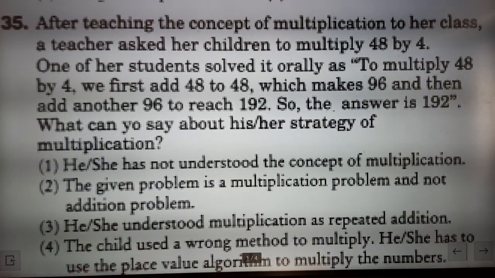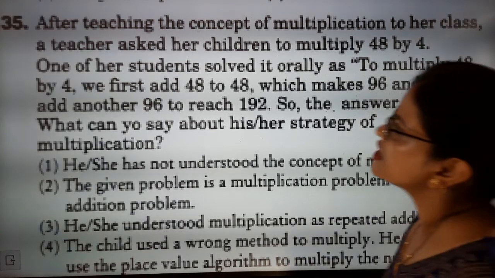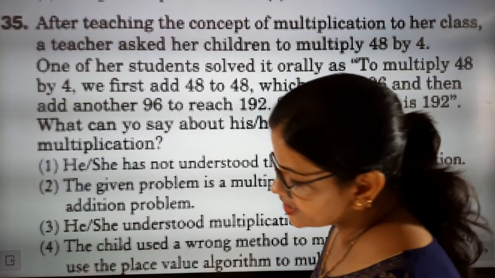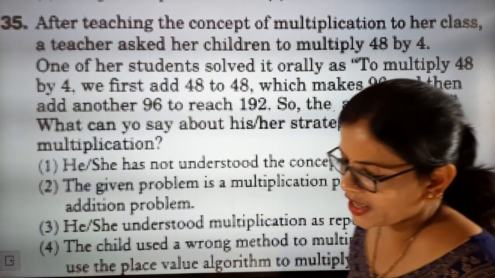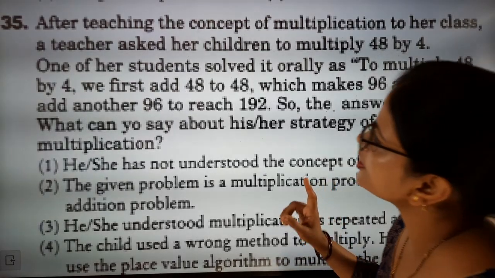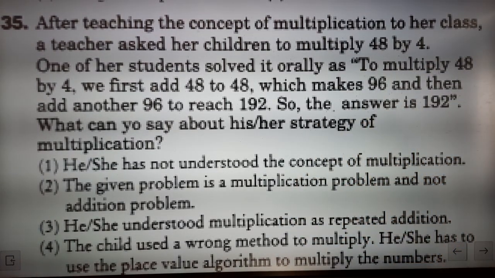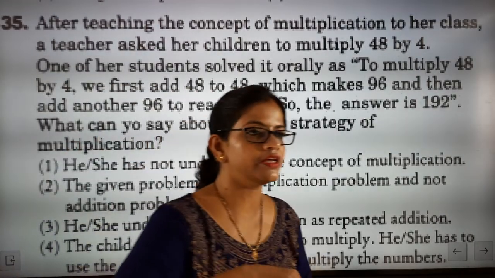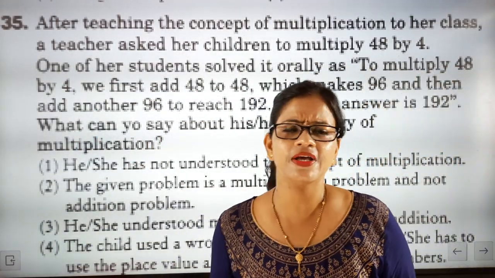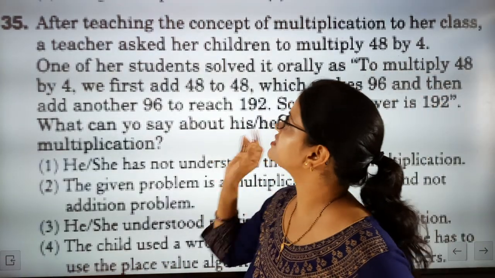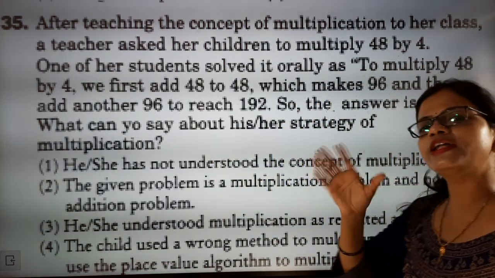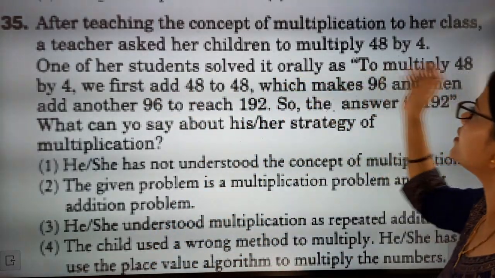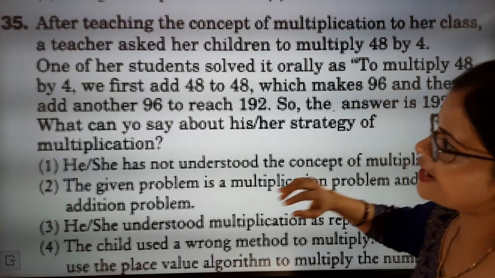Now look here, this question is a very important question. After teaching the concept of multiplication to her class, a teacher asked her children to multiply 48 by 4. A teacher asked what from children? To multiply 48 by 4. So a simple concept has been used here: the teacher is teaching multiplication in class, and after teaching she is telling the child to multiply 48 by 4. Simple multiplication here.